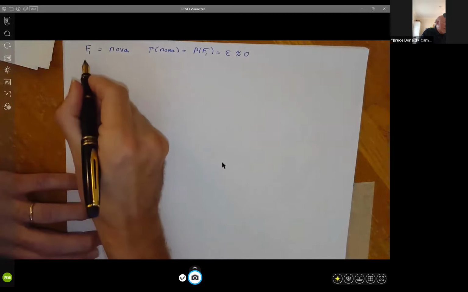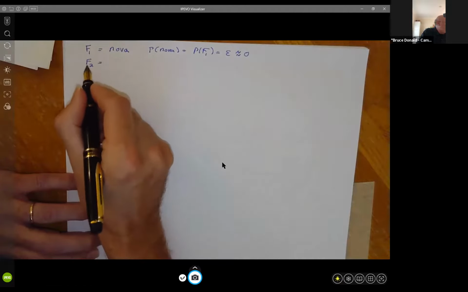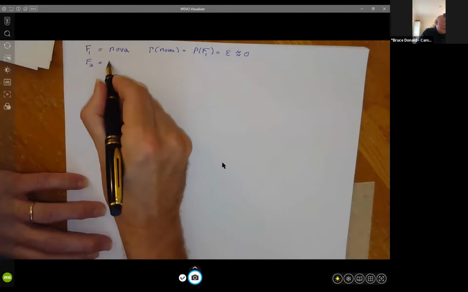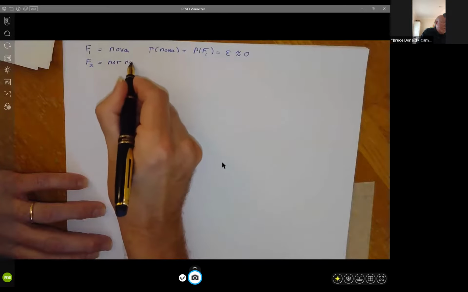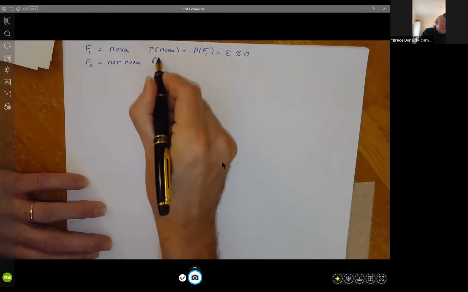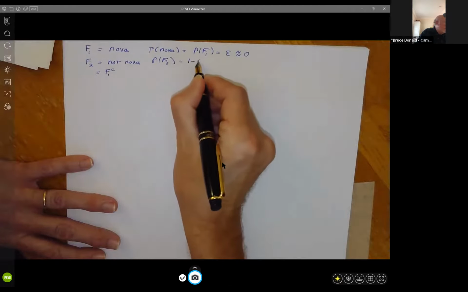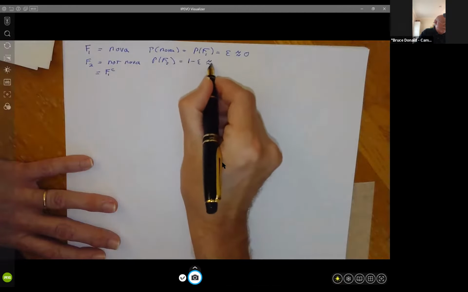Now, F2 is its complement. F2 is basically the state of not going nova. So the sun has not exploded. And of course we can write F2 as the complement of F1, because just like before, it's going to take up the entire outcome space. The probability of F2 is equal to 1 minus epsilon, which is very close to 1, but not equal to 1.